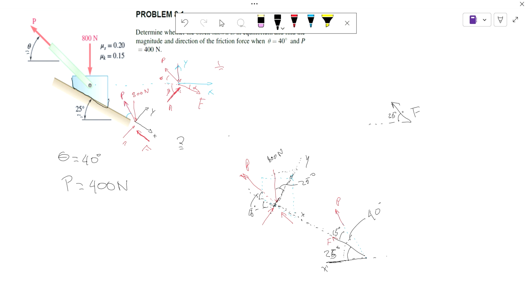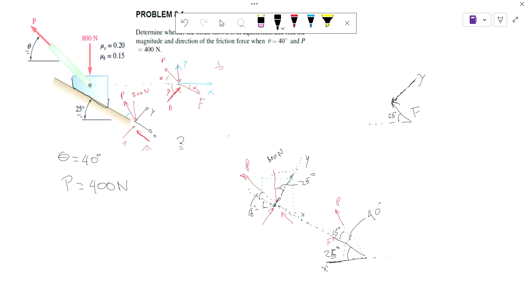Then we have a perpendicular force, which is our 800. The 800, sorry, the y-axis. The perpendicular line is the y-axis.